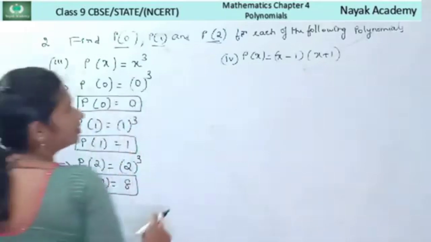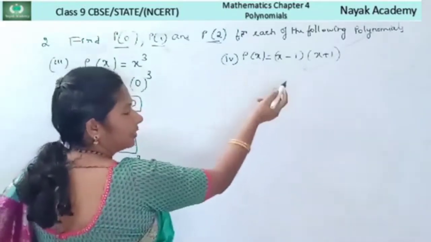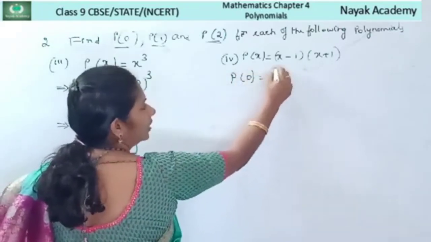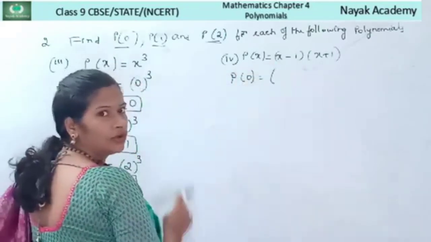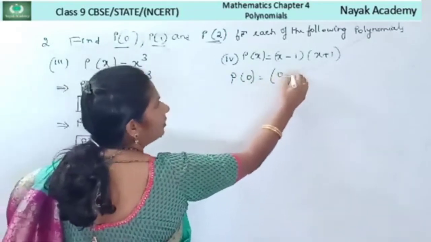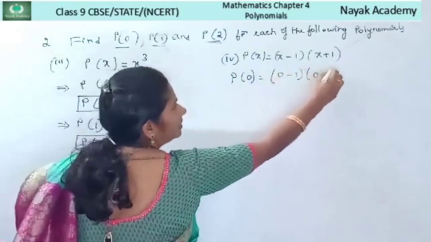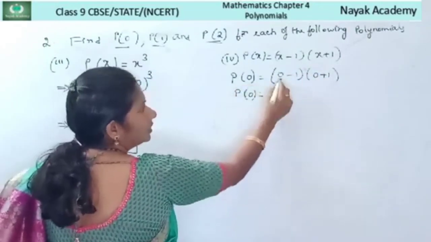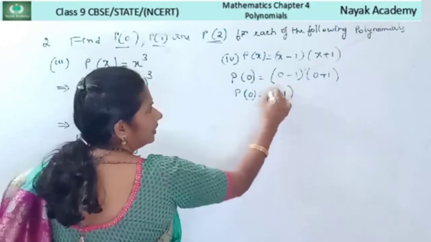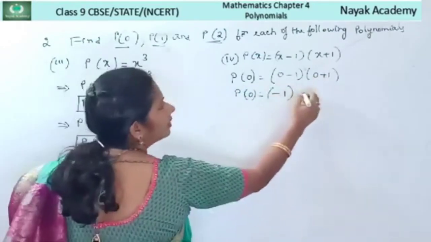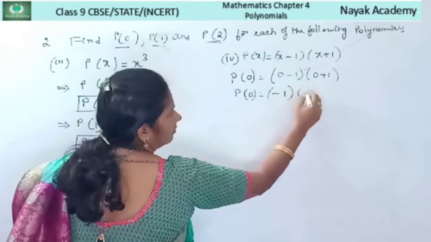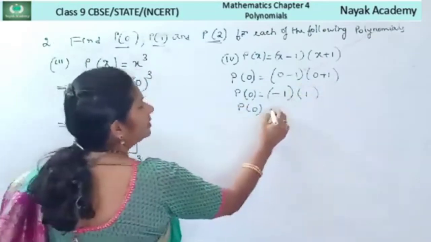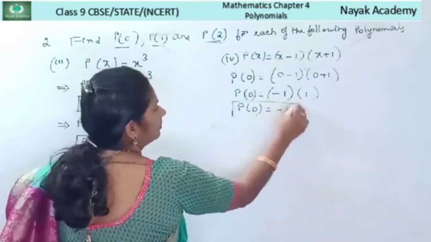Now coming to the last question. P of x is equal to x minus 1 into x plus 1. Now we have to find the value of p of 0. So in place of x, you substitute the value of x as 0. 0 minus 1 into 0 plus 1. So p of 0 equals 0 minus 1, it is minus 1, into 0 plus 1, it is plus 1. So p of 0 value is minus 1 into 1, it is minus 1 itself.